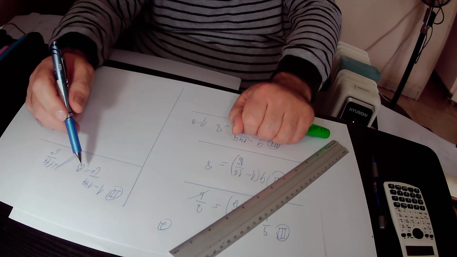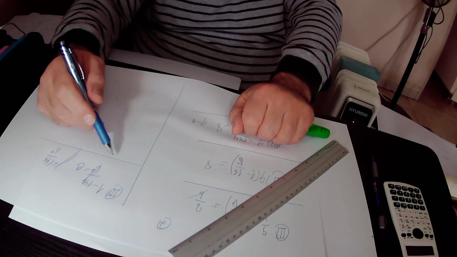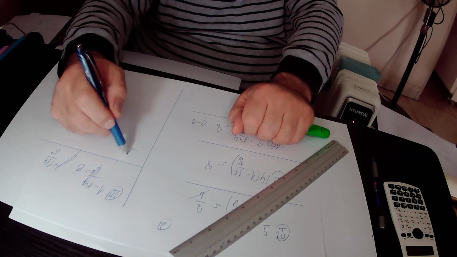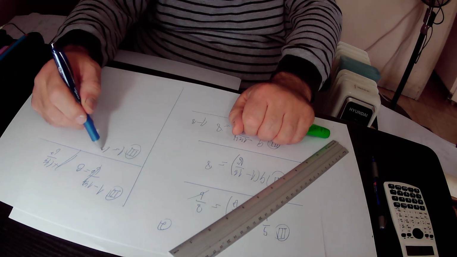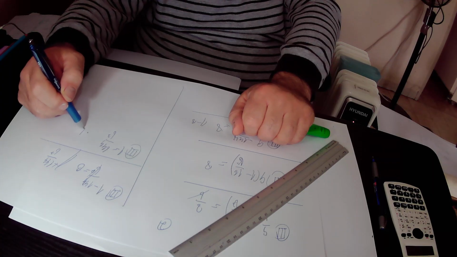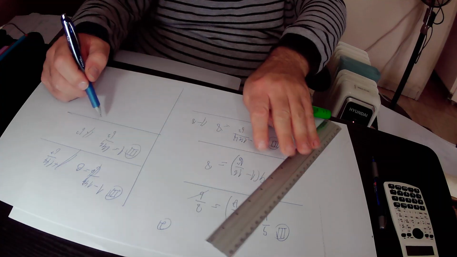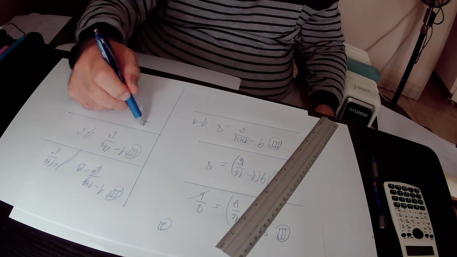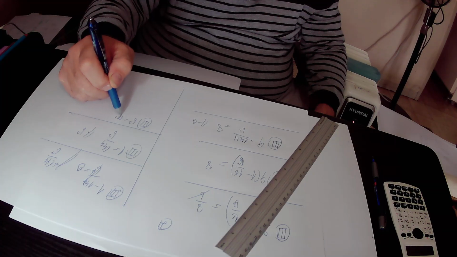So here 144 over b square will get cancelled. So here we are left only with 1 equals 144 over b square. Here we multiply this equation by b square. If I get it according to equation 3, b square equals 144.